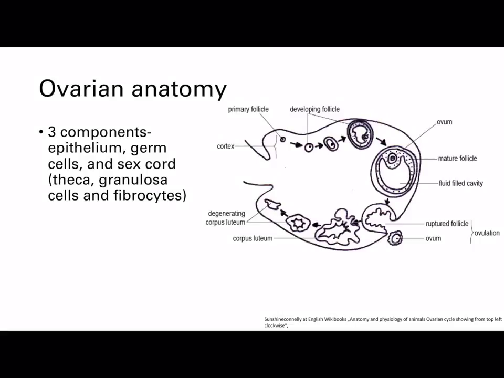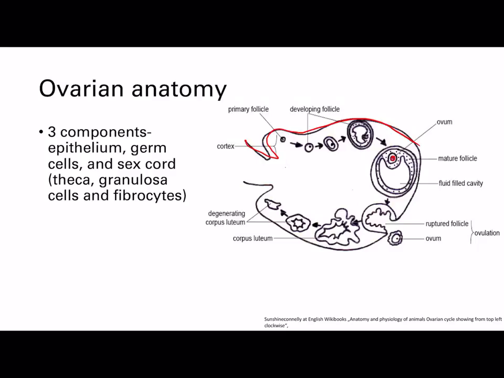Okay, this is going to be a brief review of ovarian anatomy followed by some testicular anatomy. So the ovary has three components. There's the surface epithelium here, just lining the ovaries. And then there's the germ cells, which is basically the oocytes. Remember, there's a lot of oocytes in the ovary.